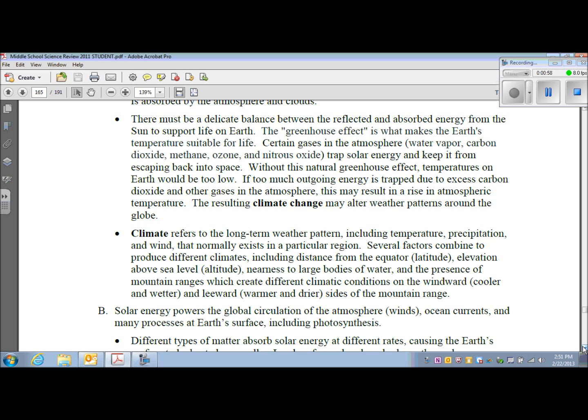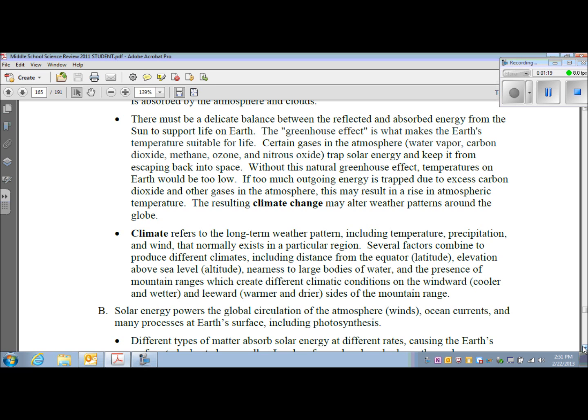The greenhouse effect is what makes the Earth's temperature suitable for life. Certain gases in the atmosphere, such as water vapor, carbon dioxide, methane, ozone, and nitrous oxide, trap solar energy and keep it from escaping back into space. Without this natural greenhouse effect, temperatures on Earth would be too low.